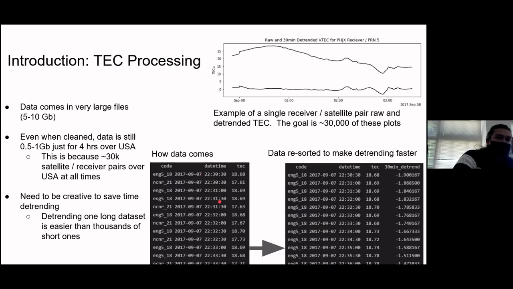And so the way that I can detrend it is instead of sorting by code, I sort by the date time. And then I sort by the code. And so you just throw out the ends of it, and there's still enough data, but you just detrend it as if it's one satellite receiver pair, but it's really 30,000. Anyways, I just wanted to talk about the processing a little bit. This took me some time to get to. Get a much faster detrending.